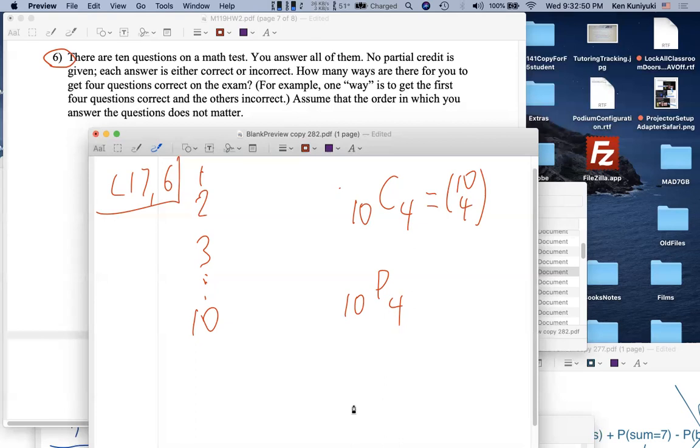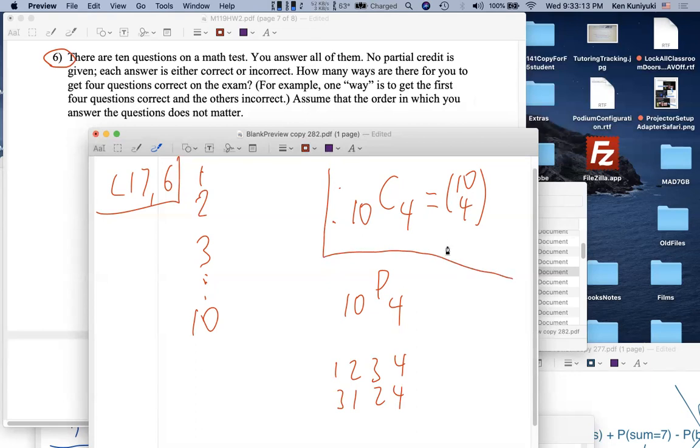If I told you that you got 4 questions correct on the exam, how many ways were there to get 4 questions right where you didn't care about the order? For example, if you got the first 4 correct, I don't care if you list them like this or like this. I don't care about the order. Which is it, C or P? You're correct, it's C. 10 C 4, or 10 choose 4.